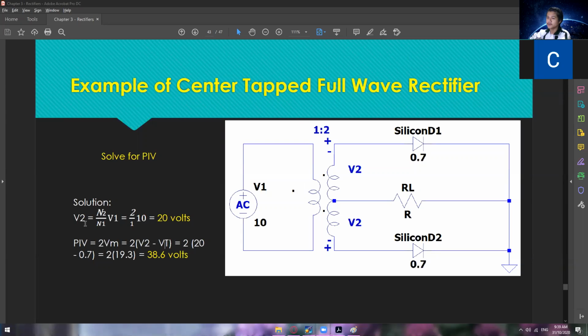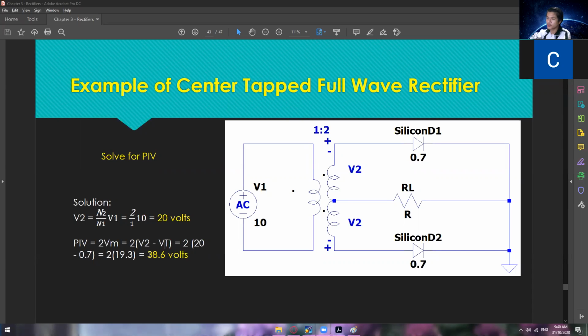All right. So again, in getting the V sub 2, you have to get the ratio formula, which is N2 divided by N1 times V1. In here, we have a ratio of 1:2, so 2 over 1 times 10. So 2 times 10 is 20 volts. As you can see right here, from 10 volts it will become double from the ratio itself.